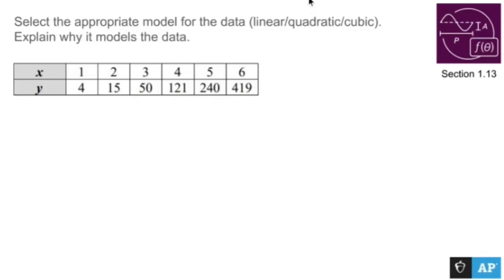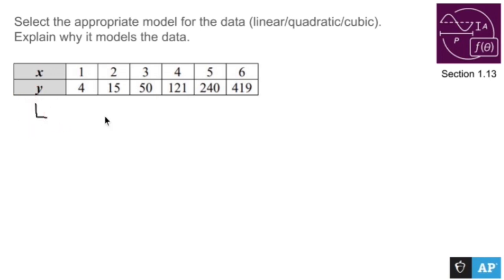Select the appropriate model for the data. Is it linear? Is it quadratic? Is it cubic? This is what you're looking for. In order to find out from a table if something is linear, quadratic, or cubic, you need to find the rate of change as long as these guys go up by the same number. That's called equal length input value intervals.